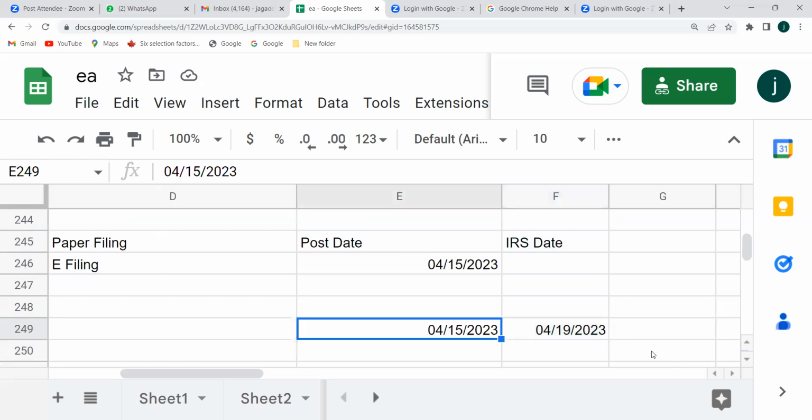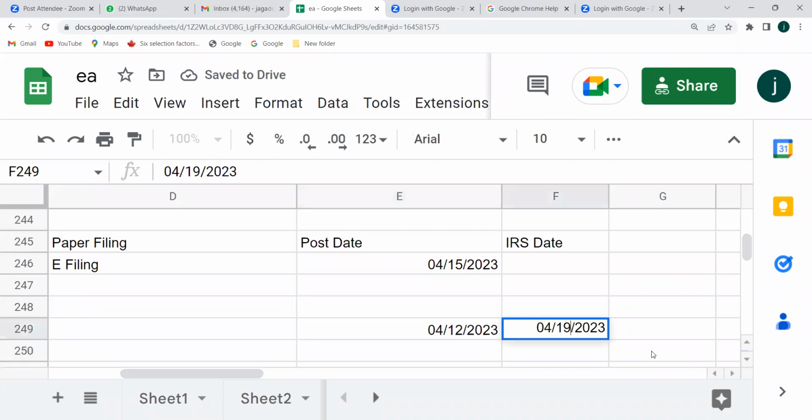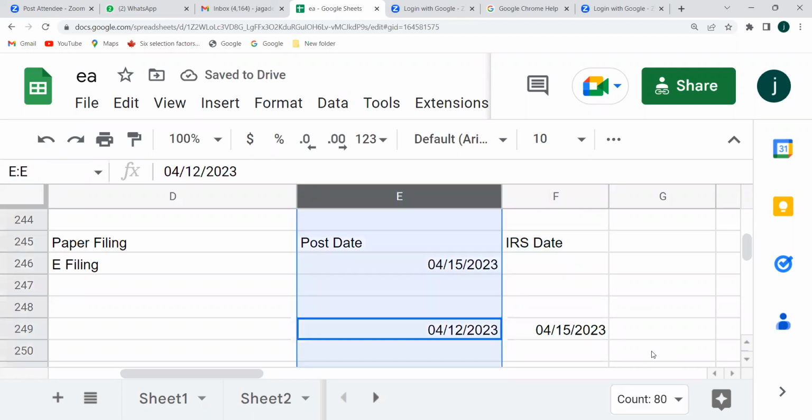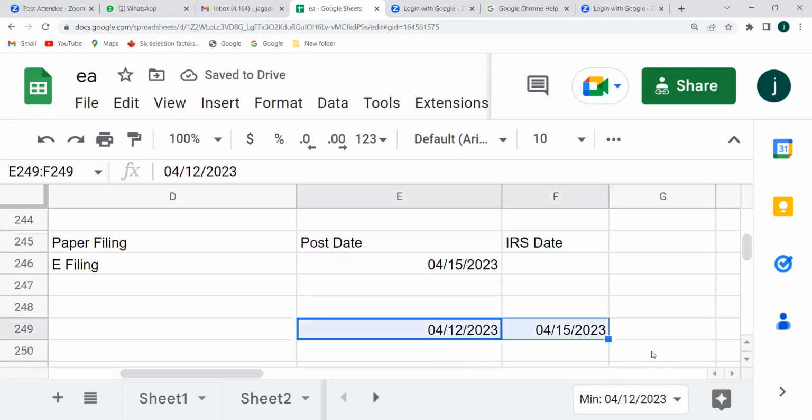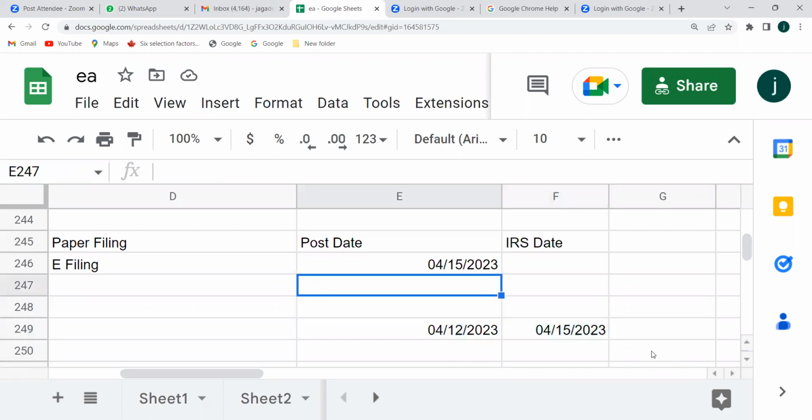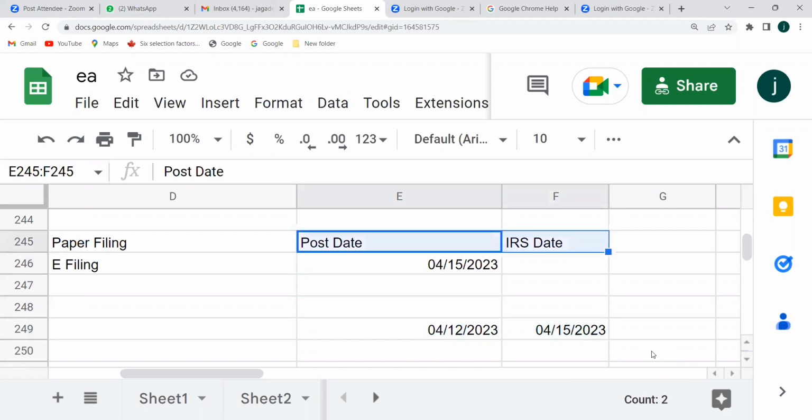So in these cases, you should file this return on, say for example, the 12th, so that it will reach the IRS within the due date. Or else it will be considered as late filing only, and you need to pay a penalty. That's it. IRS will not bother about when you posted. IRS will consider only when the original returns are received physically by the IRS.